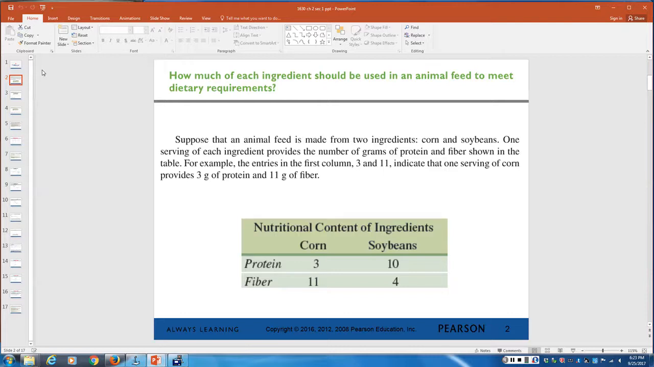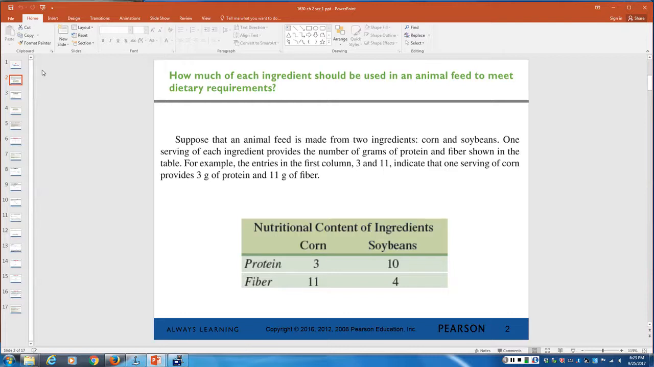Suppose you have an animal feed that's made from 2 ingredients, corn and soybeans. Now, 1 serving of each ingredient provides the number of grams of protein and fiber that are shown in this chart. And protein and fiber are something that farm animals need in order to have a healthy diet. So the entries in the first column, 3 and 11, say that 1 serving of corn provides 3 grams of protein and 11 grams of fiber.